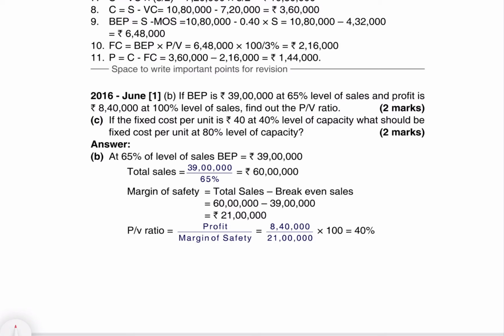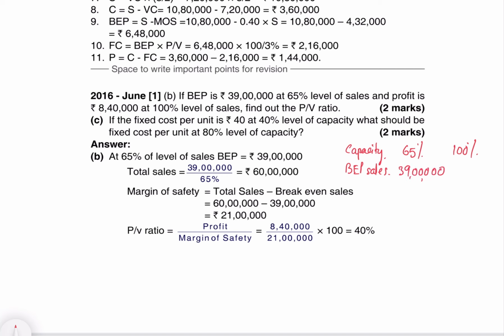June 2016. If break-even point is 39 lakhs at 65% level of sales and profit is rupees 8 lakh 40,000 at 100% level of sales, find out the PV ratio. So can I say they are speaking of two capacity levels, 65% and 100%. I'll write it here, capacity. Okay, and they have given break even point sales at 65% is 39 lakhs rupees, right?